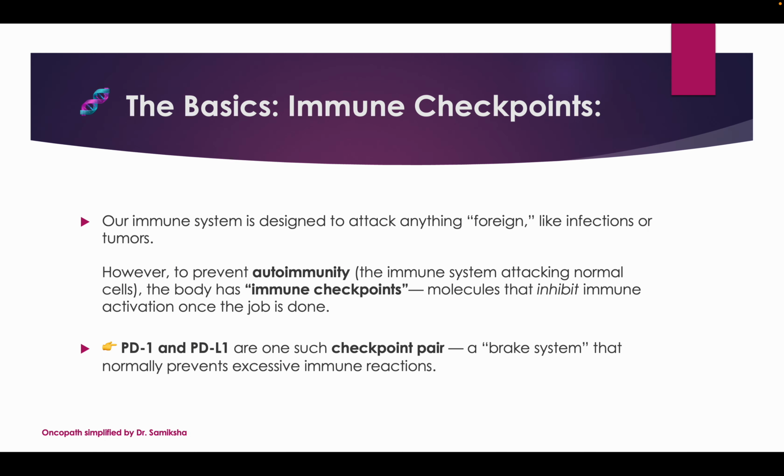So as we all know, whenever any foreign material enters our body, the body mounts an immune response against it. Once that is taken care of, it is necessary that the immune activation is inhibited. Because if that is not done, then the immunity will start harming our own body cells. That is autoimmunity. And hence for this reason, the body has certain immune checkpoints. Basically, these are the molecules which will inhibit the immune activation once the job is done. And one such checkpoint pair is PD-1, PD-L1. It is basically a braking system that normally prevents excessive immune reactions.